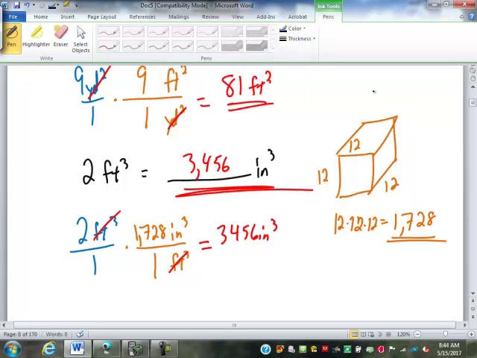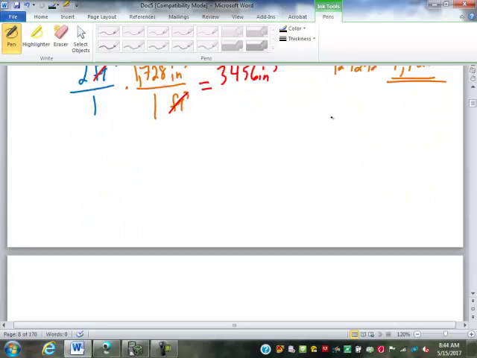So make sure when we're dealing with cubic units you have that. That conversion is different.